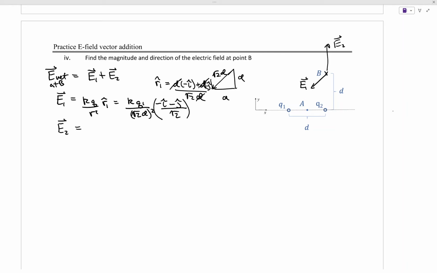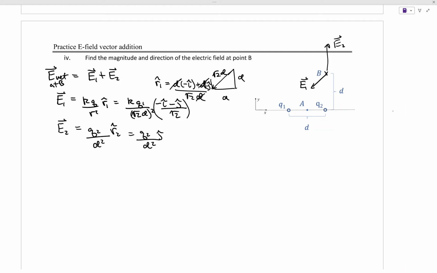E2 is simpler because it's just pointed in the positive y, in the j hat direction. So what does this look like? This just looks like Q2 over the distance, in this case just d, and then we square it. And then R2 hat is just j hat. So this would look like Q2 over d squared j hat. So that's E2.